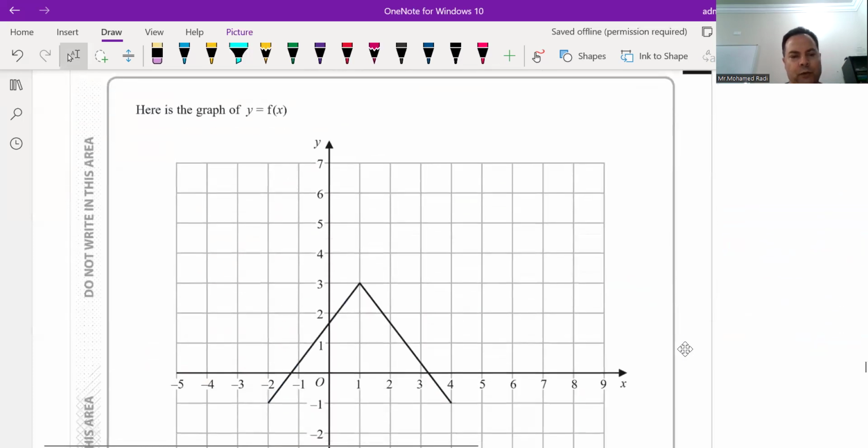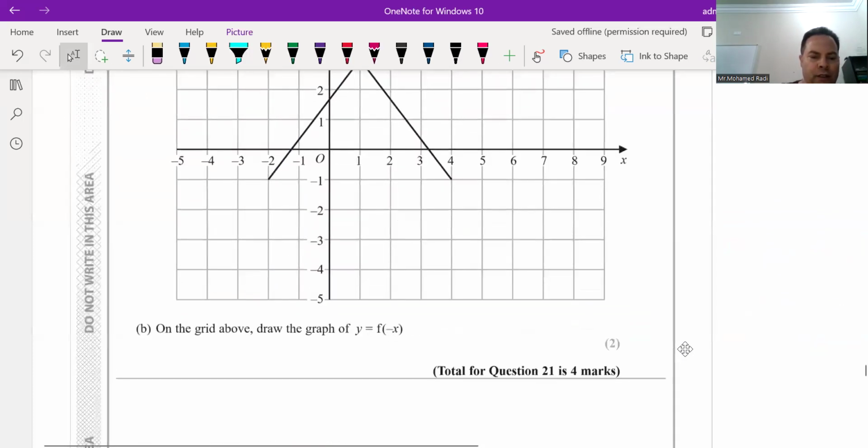The next, we have a function f of x. Draw the function y equals f of negative x. When I ask you to describe, when we change the x coordinate by negative, this is called reflection about the y-axis. When you change the x sign, it is reflection about the y-axis. When we change the y coordinate, it means reflection about the x-axis.